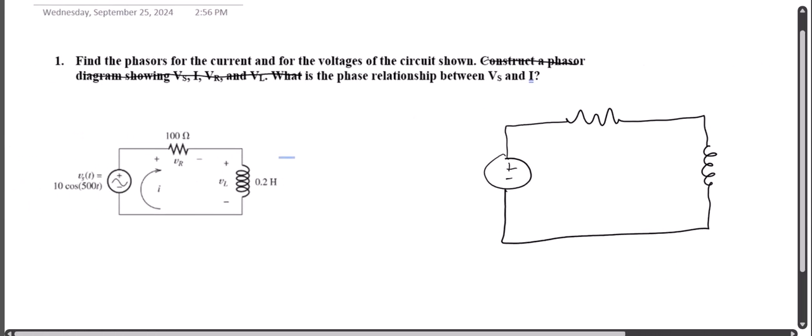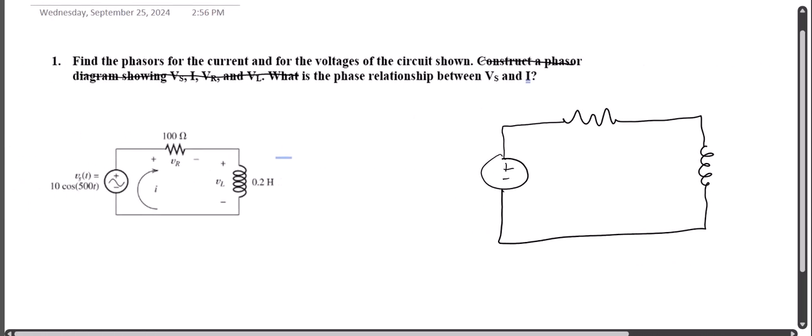Now, what's the phasor for the voltage? Yep, 10 at 0 degrees. There's no phase. The phase would be if it was in degrees here. So like if I had 10 cosine 500t, right, if I had minus 35 degrees, that would equal 10 angle negative 35 degrees.